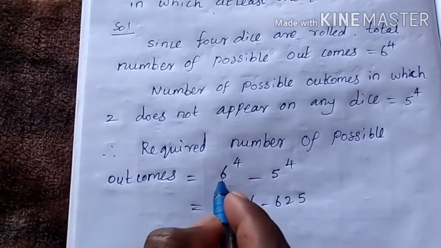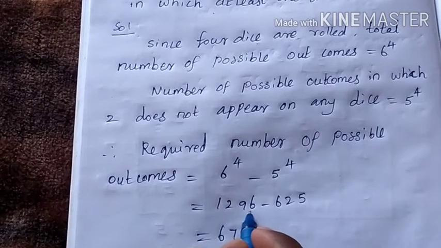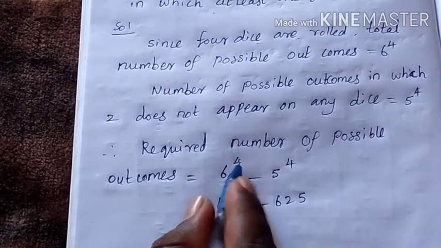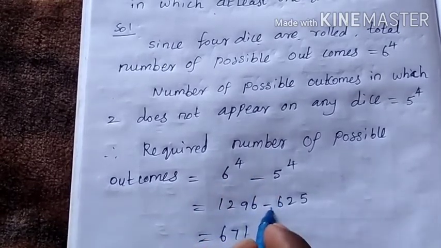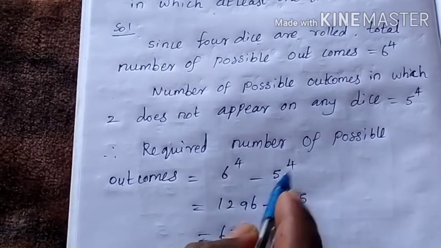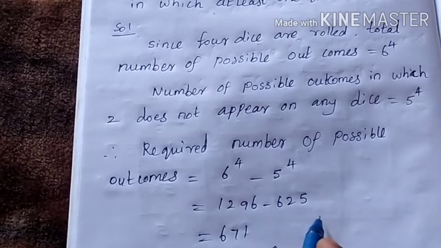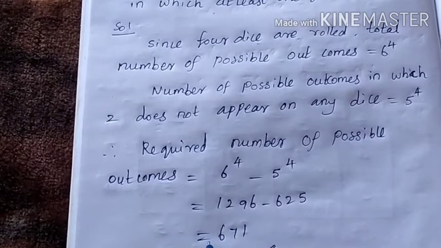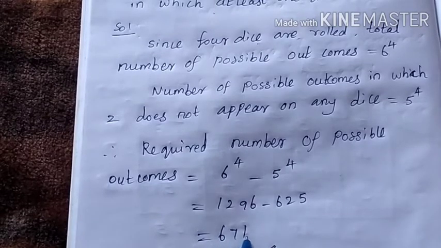So 6 power 4 is equal to 1296, 6 multiplied 4 times. Minus 5 power 4, 5 multiplied 4 times, which is 625. Making the subtraction we get 671. This is the required number of possible outcomes. Okay, have you understood?